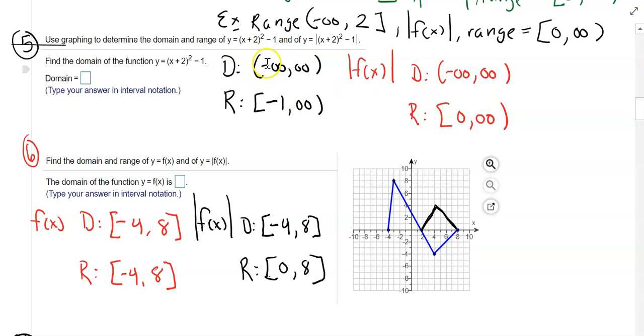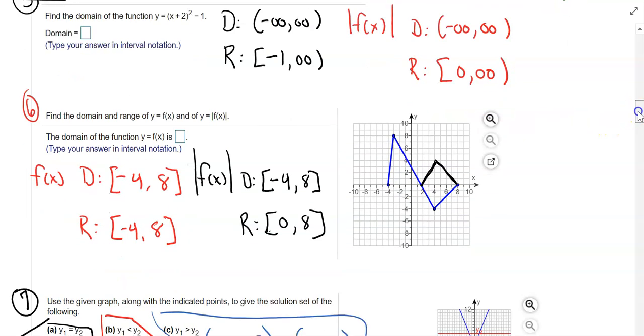Here we're looking at the domain and range of the function as well as its absolute value. In both cases, once again, our x values don't change, so our domains don't change. So our domains are negative infinity to infinity for both. Here, my lowest y value was negative 1, and it goes up to positive infinity. Just like the one before, we cross over the x-axis, therefore it pivots, and we get from 0 to infinity.